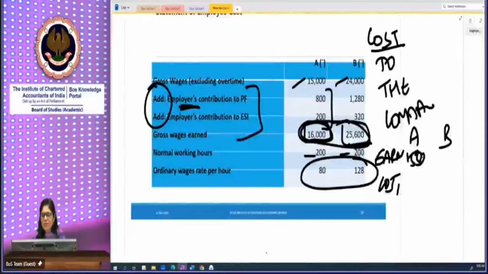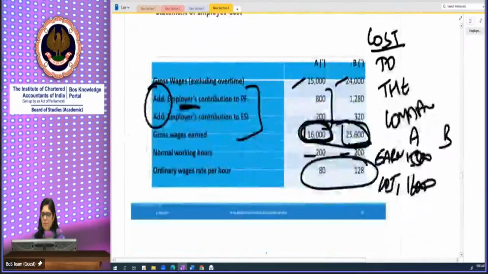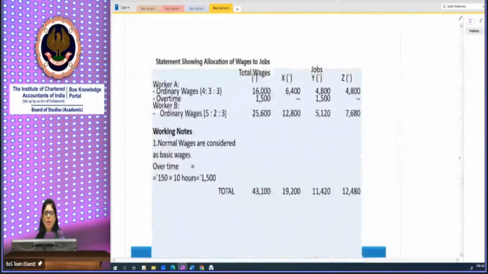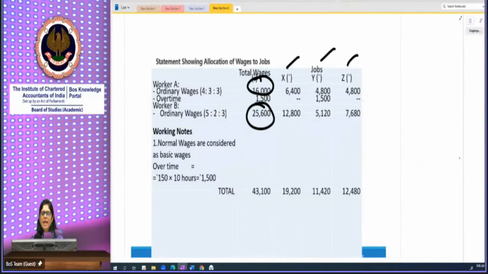See, A and B, earnings and cost. So earnings was 15,500, but the cost is 16,000. For B, the earnings was 22,400, but the cost is 25,600. We allocate the cost to the job, not the earnings. That's the difference. So we have to allocate 16,000 and 25,600 to all the three jobs, X, Y and Z. See, we are allocating the cost, not the earnings. Clear? So we are allocating the cost.